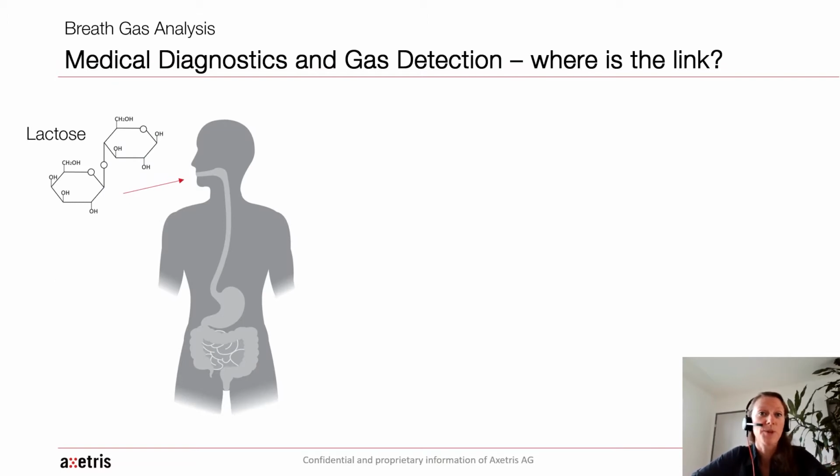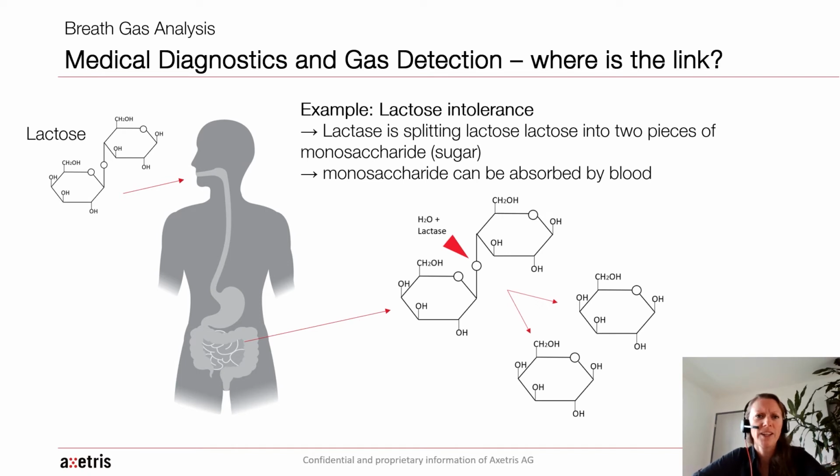Sure, that was all very theoretical, but let's take a look now at an example that many people may know from their circle of friends or family. And this is about the intolerance of lactose. Let's first see how the process works in people without lactose intolerance. Here the body has the enzyme lactase, which allows it to split lactose into two simple sugars. And these sugars can then be digested further in the intestine.